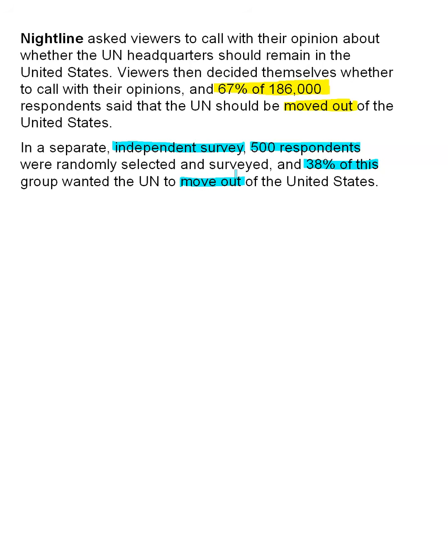For that reason, even though we had 186,000 respondents, remember that the Nightline poll was all voluntary. So these were volunteers, whereas the independent survey respondents were randomly selected. Even though 500 seems to be a smaller number, it is still a sizable number. It's statistically a good number. It's definitely smaller, but these are randomly selected. Therefore, this is a far more superior sampling method. The independent method is far more superior than the Nightline.